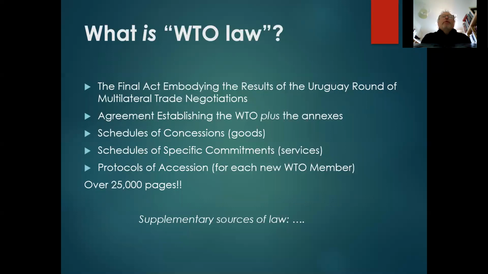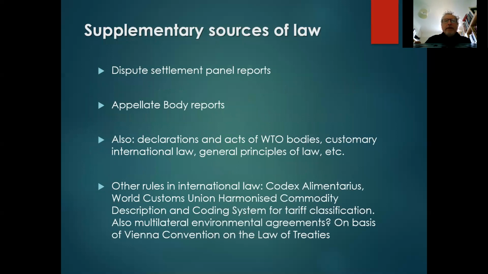And so how long is WTO law in terms of pages? It's over 25,000 pages. Obviously, we have no time to go through every single one of those pages. And we don't have to, because the substantial law is actually much shorter than that, thankfully. There are also supplementary sources of law. And what are these? These are the dispute settlement panel reports and the appellate body reports.